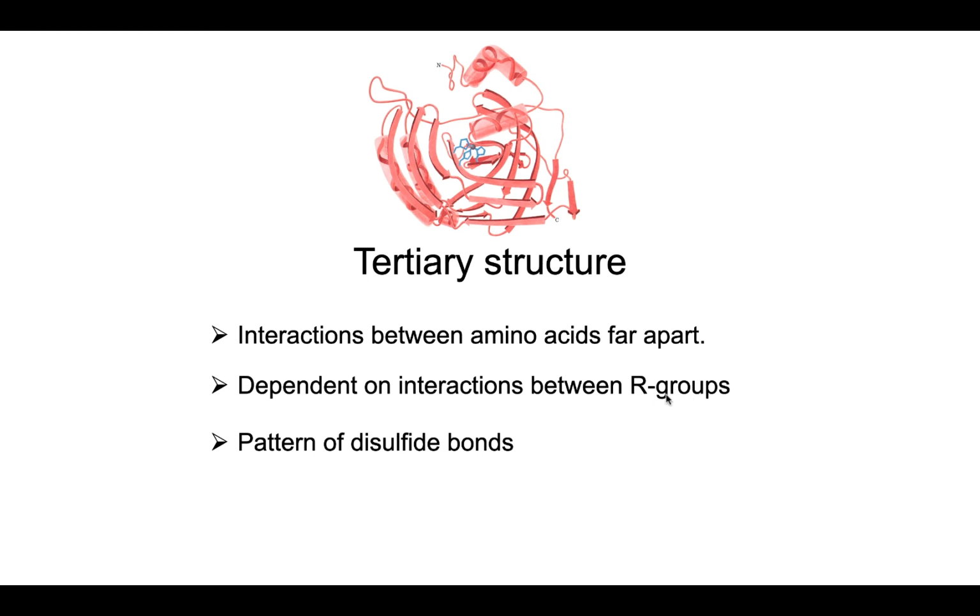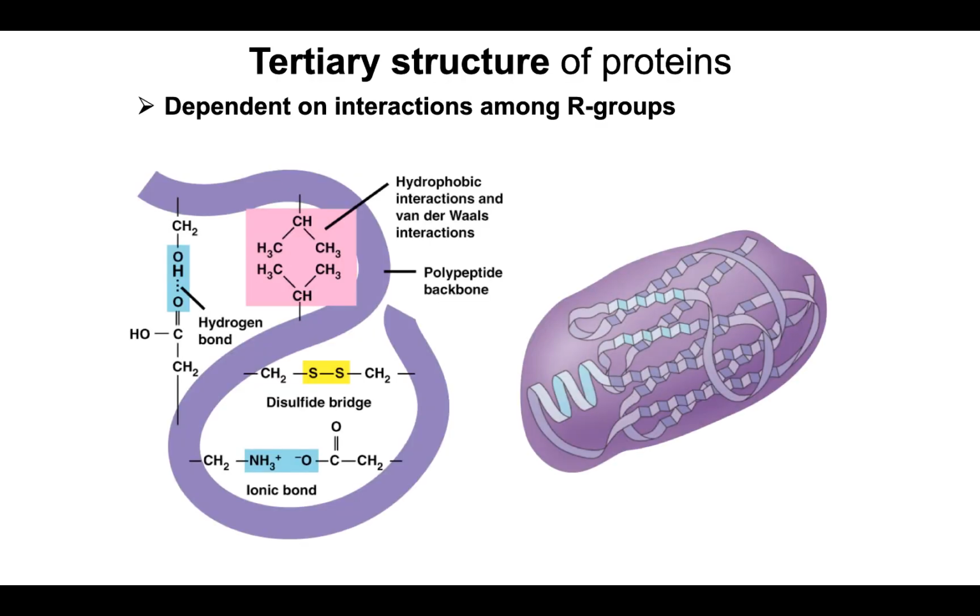But now we're looking at interactions between R groups of amino acids potentially quite far apart, and patterns of disulfide bonding. So here we have the different types of weak interactions and the disulfide bridge that contribute to the formation of a tertiary structure. Here we have an R group that has a hydroxyl group. Here we have this R group, and we've got a hydrogen bond. Here we've got R groups that are all very nonpolar, hydrophobic, and so because of those hydrophobic interactions, they clump together. And then we have, of course, an ionic bond or ionic interactions.